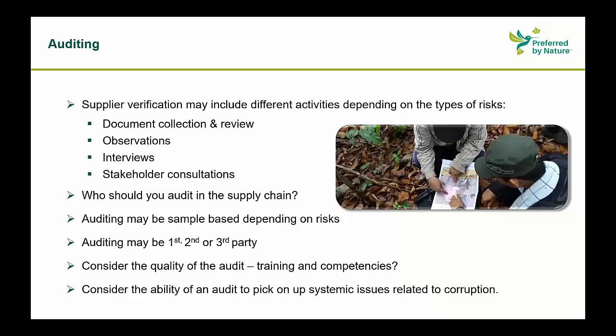And also the number. It's not just who in the supply chain you should audit, but are there a number of different entities you should be auditing in a given supply chain? And where a large number of audits need to take place, it may become a sampling exercise. What is a sensible sample number, and what is the regularity of that audit that's needed?